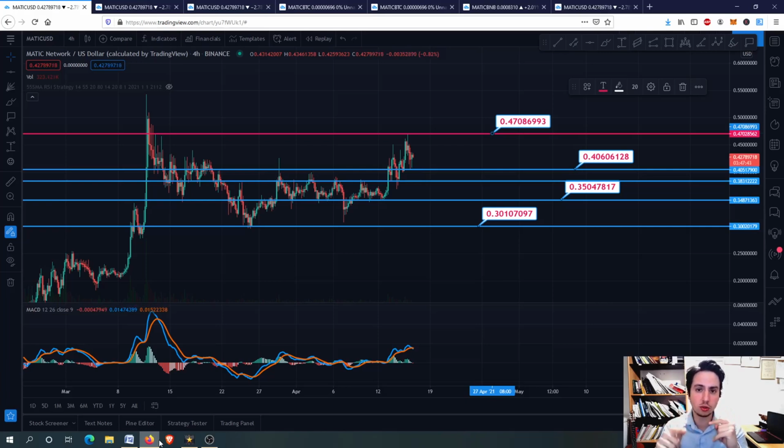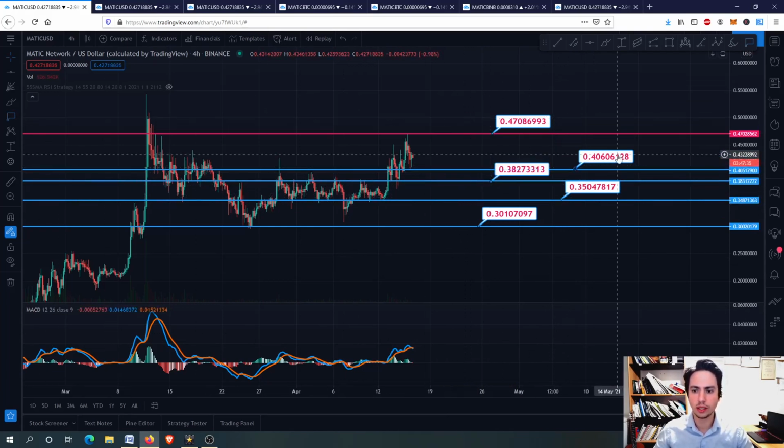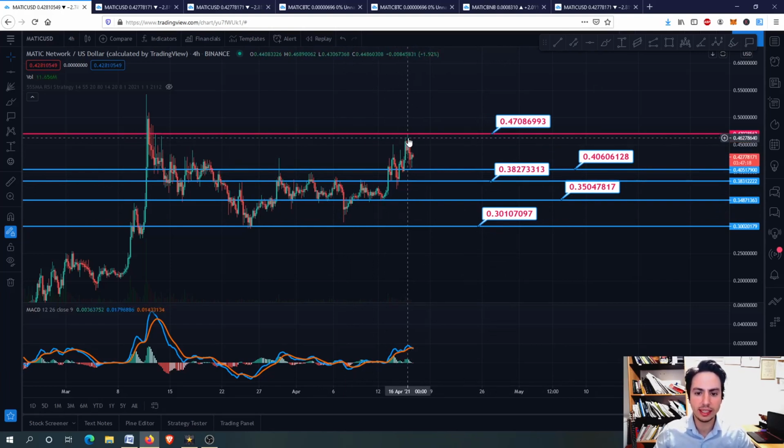And now let's proceed to Polygon MATIC. So here we got our support and resistance levels. Let's put a price label in here also. Okay, so we got 0.40 cents, 0.38 cents, 0.35 cents and 0.30 cents. We got these prices as long as the resistance level at 0.47 cents, which we hit back on 6th April, so today.